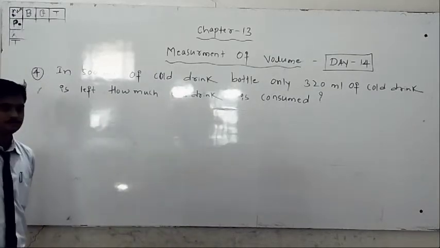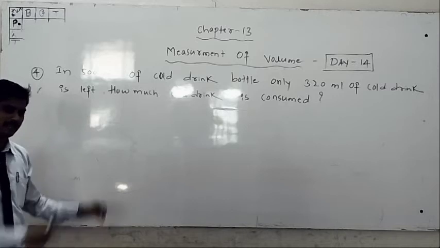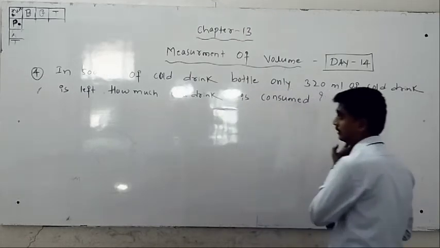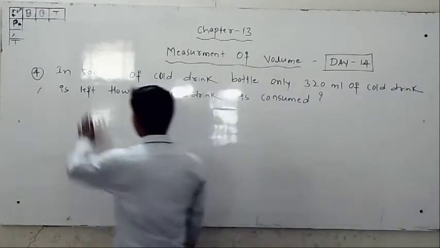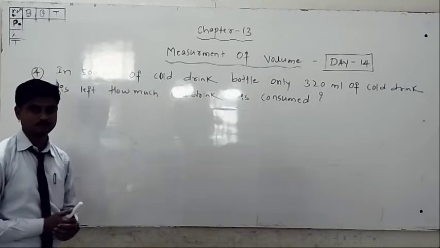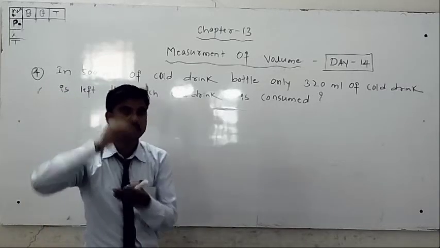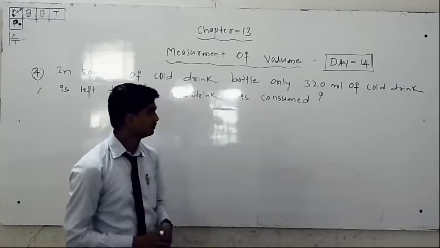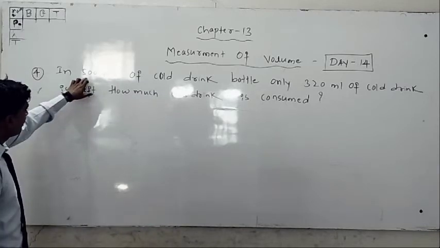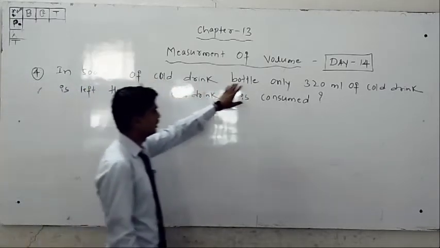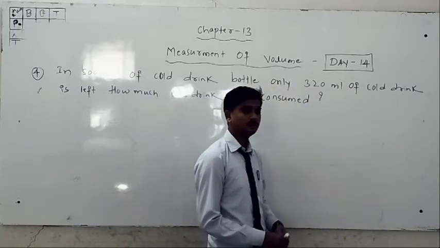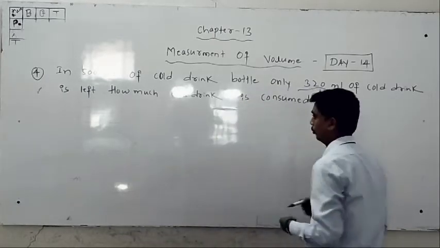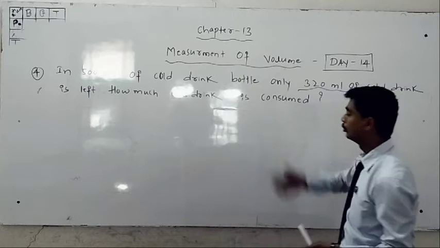Look at the problem. It is a twist problem, but easy. If you understood, it is very easy, but if you cannot understand, it is a twist. In a 500 ml cold drink bottle. 500 ml means it is half liter. Understood? Yes or no? 1 by 2, it is half liter. Only 320 ml of cold drink is left. Left means remaining. How much cold drink is consumed?